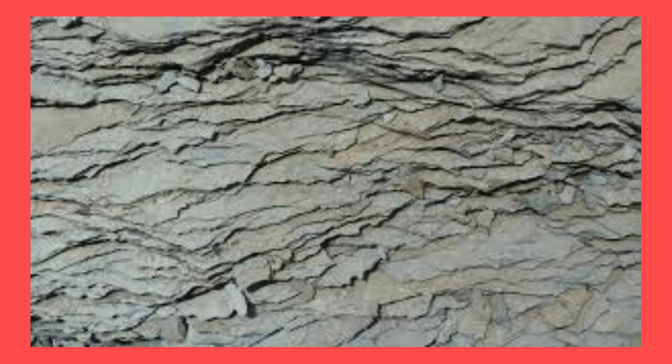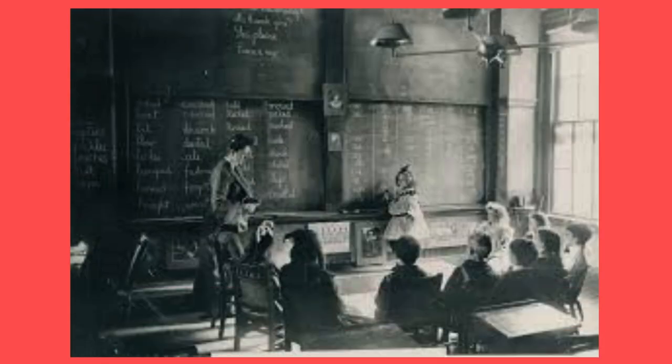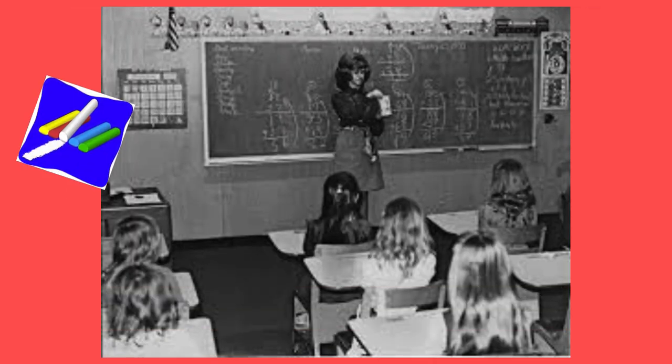Then came along James Pillans from Scotland. He was the headmaster and geography teacher at the Old High School in Edinburgh. In 1801, he chose to place a large black slate on his classroom wall to teach his students. He was therefore accredited with the invention of the blackboard. And although chalk was used for centuries, James went on to invent colored chalk.